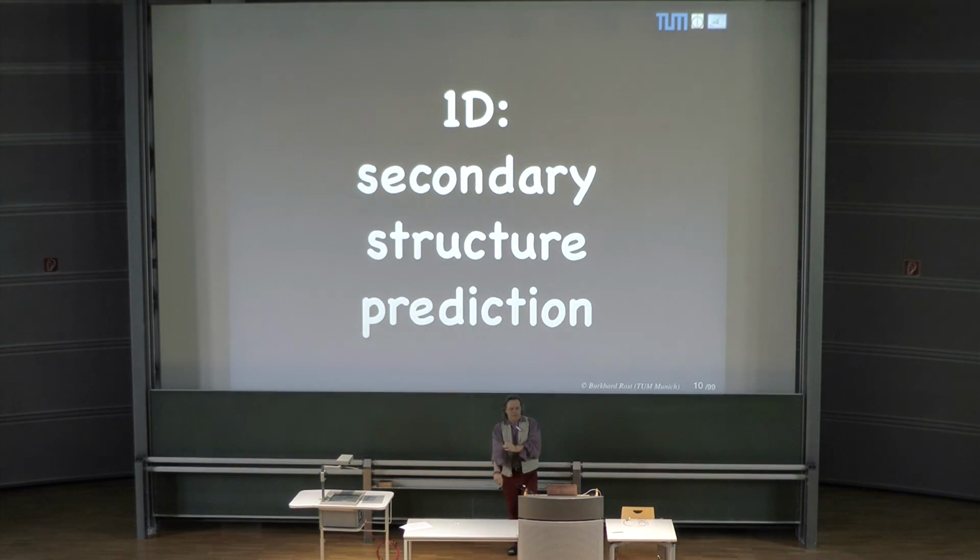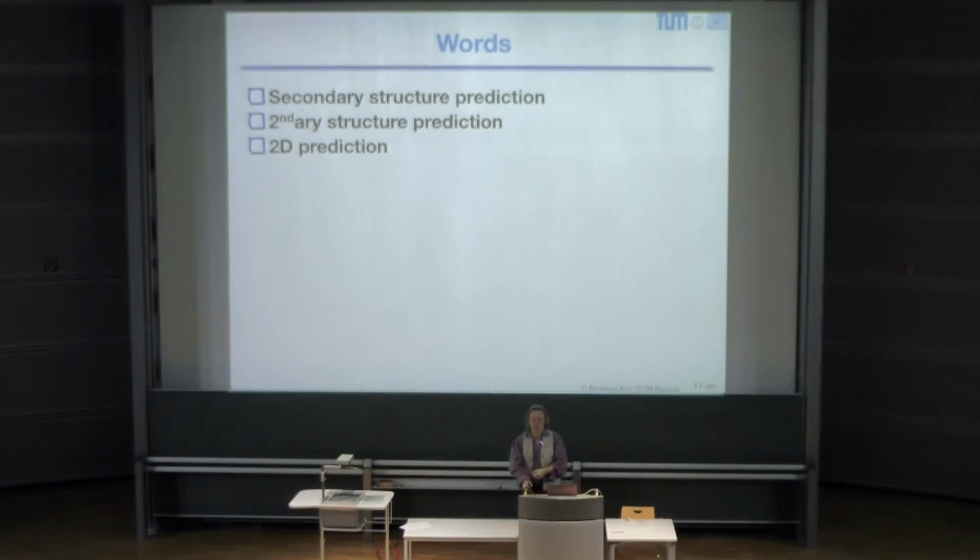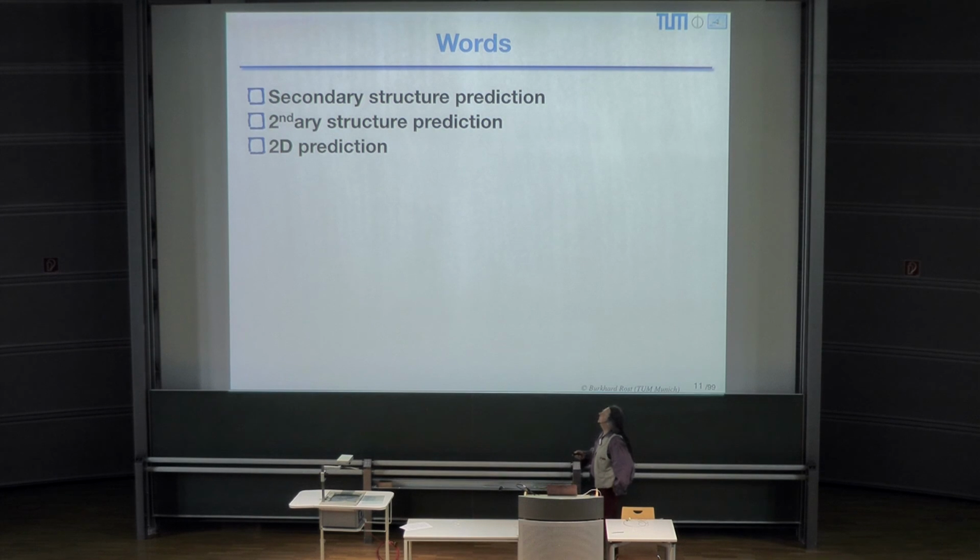Okay, let's talk about secondary structure prediction today. And the first issue here is about words. Secondary structure prediction. Why is it called secondary structure? Yes, this is biology. Somebody sees something and comes up with a word. Because we get rid of something, so it's not the... that's a great idea.